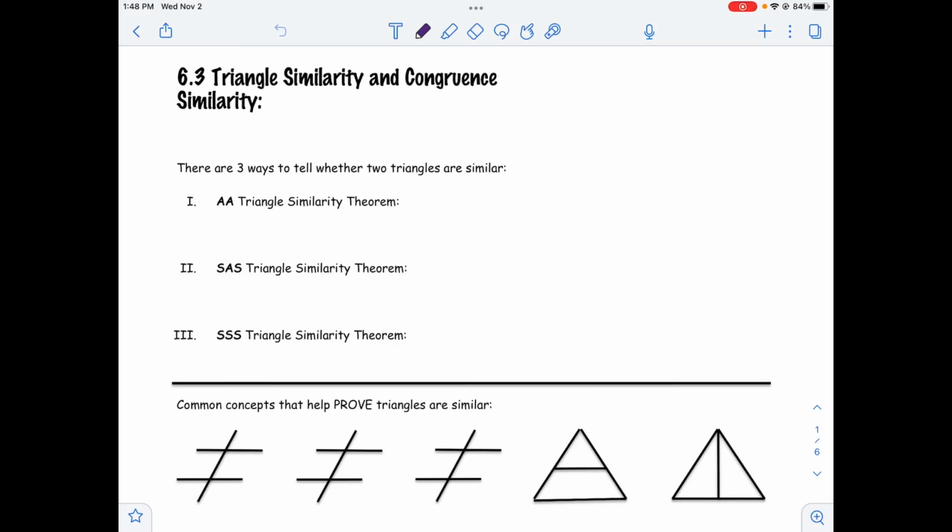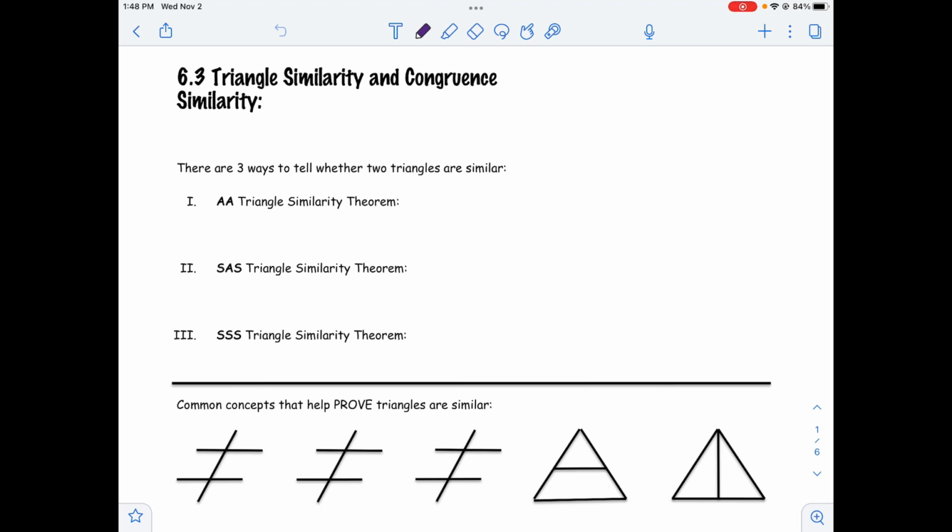This lesson is going to talk about triangle similarity and congruence. We're going to start with similarity. Similar triangles have the same shape, but not necessarily the same size. So they can have corresponding angles that are congruent and sides that are proportional.